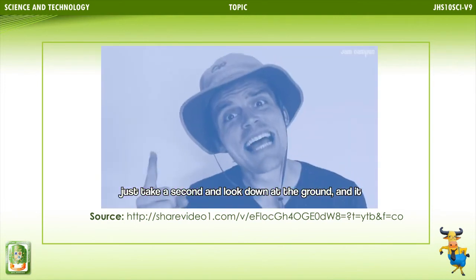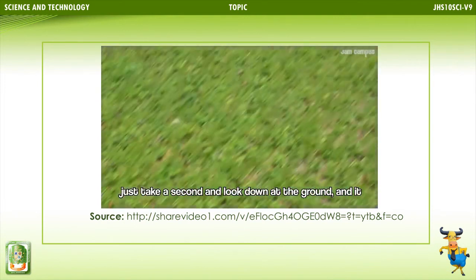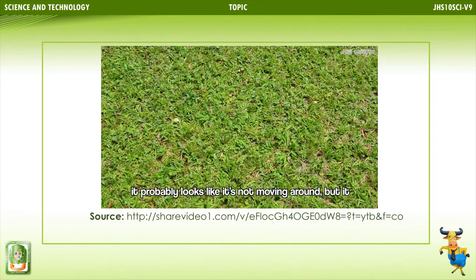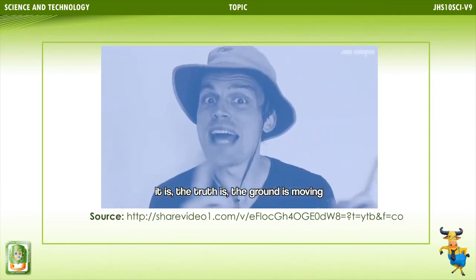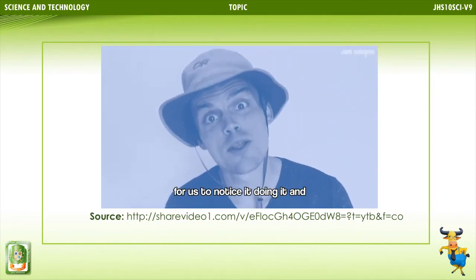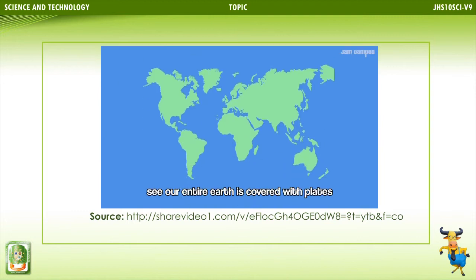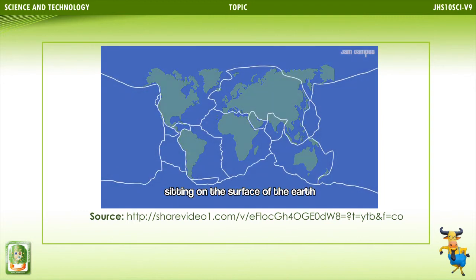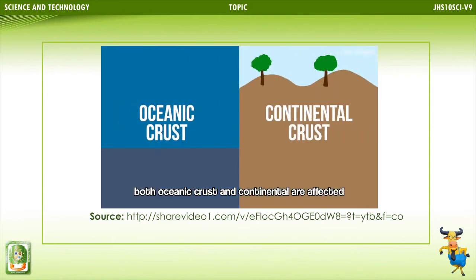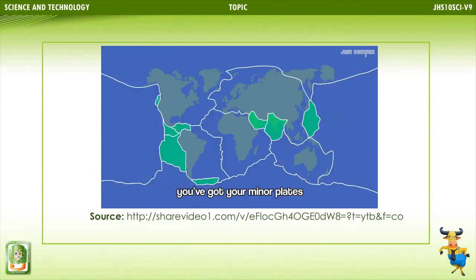Okay now, just take a second and look down at the ground. It probably looks like it's not moving around, but it is. The truth is the ground is moving. It never stops, it's just too slow for us to notice it's doing it. Our entire earth is covered in plates sitting on the surface of the earth, moving in their own way. Both oceanic crust and continental crust are affected.